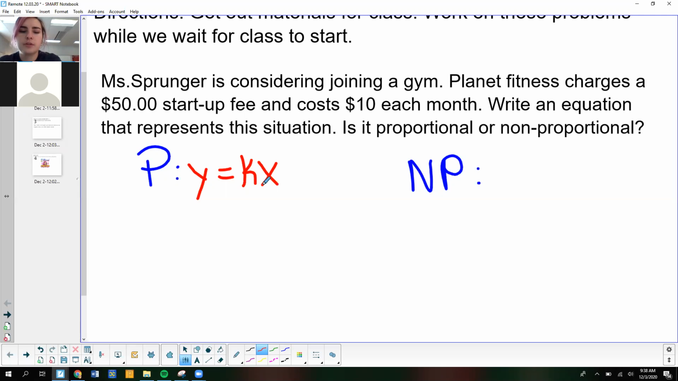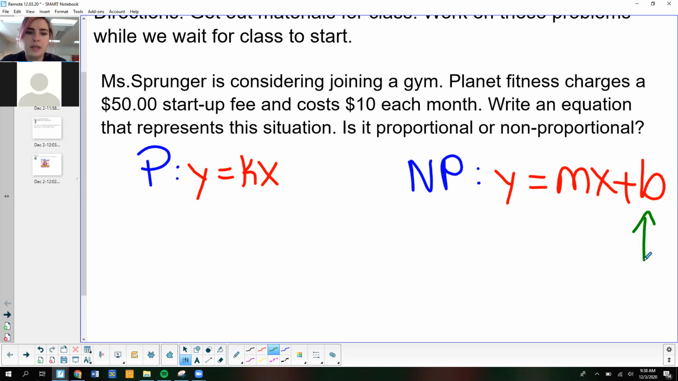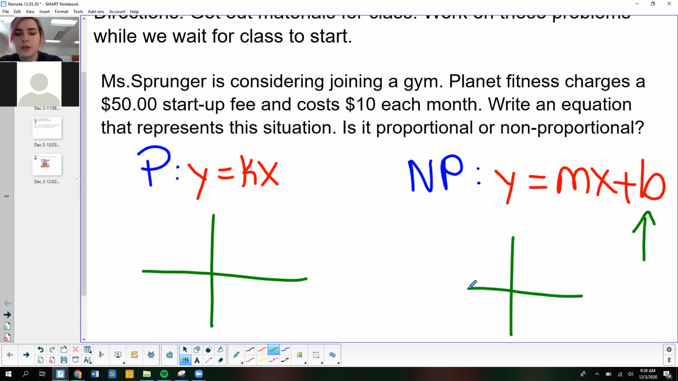When we talk about a non-proportional relationship, we write this as y equals mx plus b, where m is our slope and b is our y-intercept. The only difference between a proportional relationship and a non-proportional relationship is that b, so moving up or down the y-axis. So if we're thinking of a graph, proportional relationships are always going to go through 0, 0, through the origin. That's why they don't have that plus b at the end. It's because they are on 0, 0. They're not anywhere on the y-axis, like up or down.